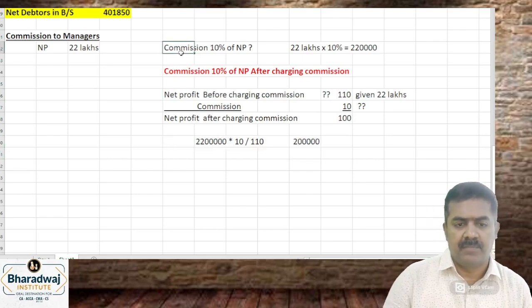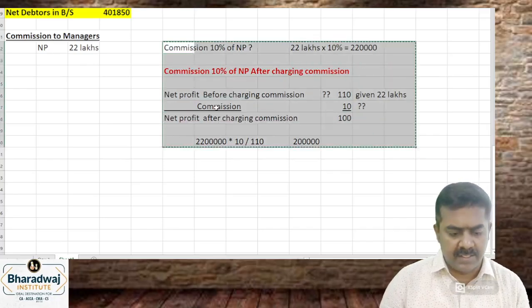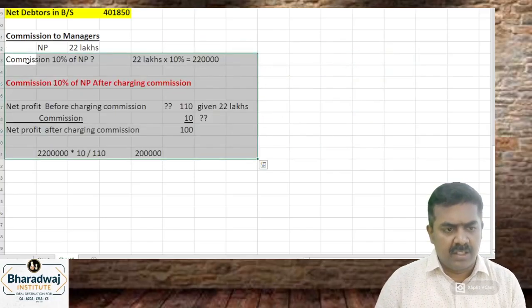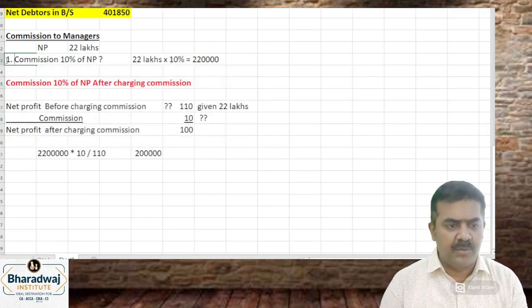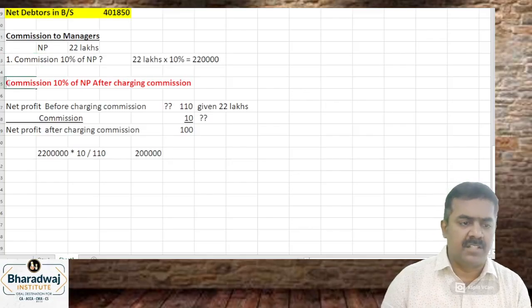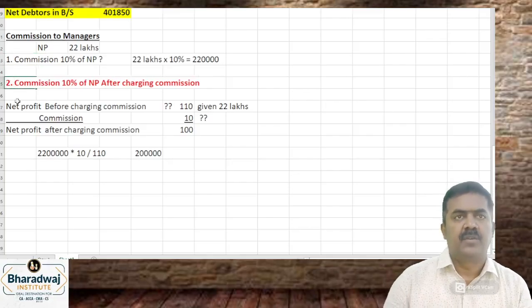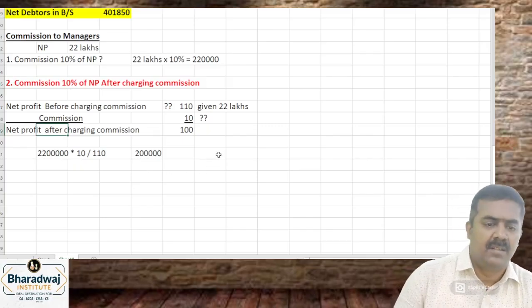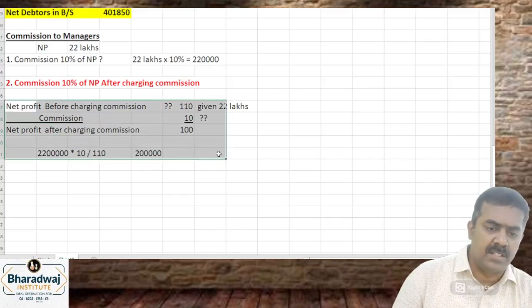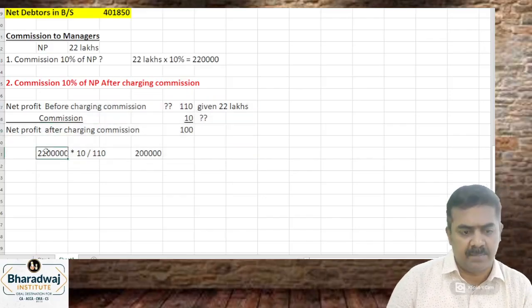Take on this. This is tested in the exam. Not the first one, the second one is tested in the exam. Suppose they tell you 5% commission after charging commission, what would you do? 5 by 105. So this model question is repeatedly tested in the exam. Please take it.